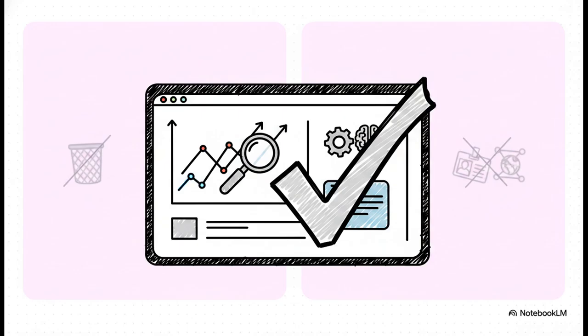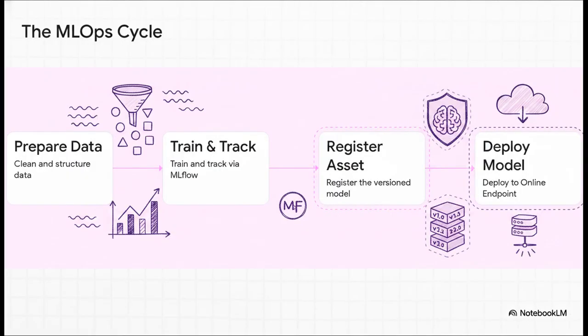Let's zoom out a bit and see how this all fits into the broader MLOps cycle that you absolutely must master for the AI-300. It flows like this. You prepare your data, you train and track everything with MLflow, you register that model as a versioned asset for absolute traceability, and finally, you deploy it to a managed online endpoint for real-time inference. That right there is the end-to-end operational architecture you're being tested on.